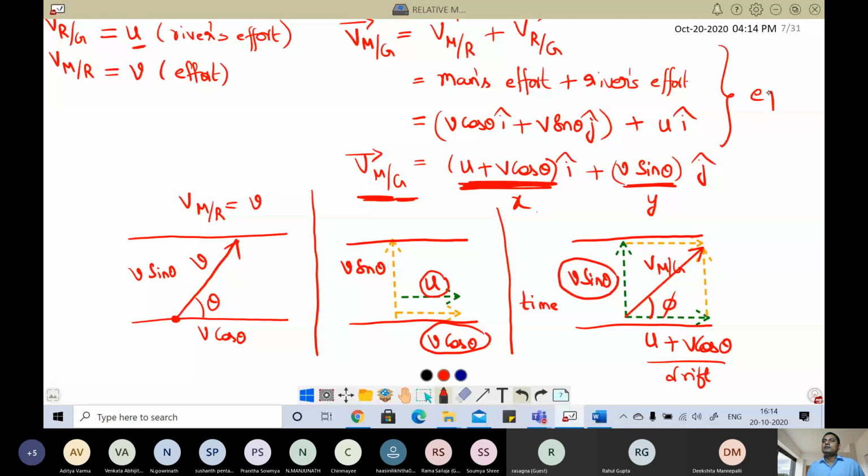This method is called as equation method, and this method is called as diagram method. In both cases, finally you have to reach this point. What is that point? Finding out x component and y component of velocity of man with respect to ground. So once we got this one, now in x direction and y direction we'll resolve and then we'll solve this problem. Okay, so now let us see.